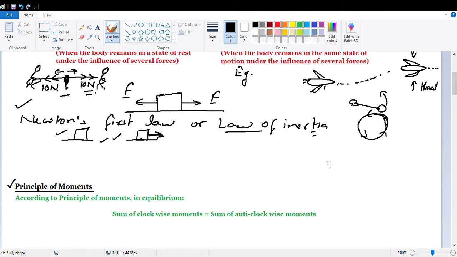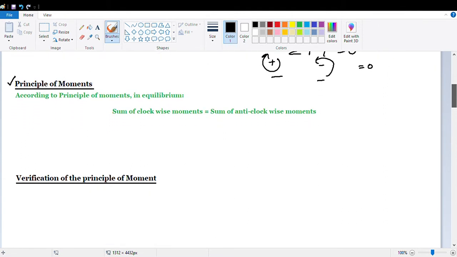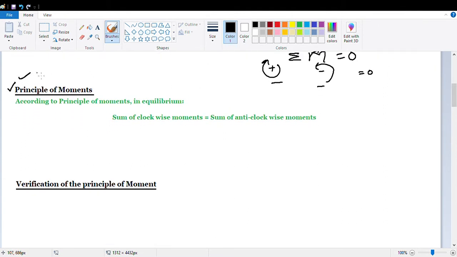Also, if the body is in motion, like in the case of an aeroplane which was flying and at a particular height it was maintaining its state of motion, then in that case the algebraic sum of moments is also equal to 0. That means in every case the sum of clockwise moments, which you take as plus, and anti-clockwise moments, which you take as minus, will always come to 0. Or you can say that the sum of clockwise moments will be equal to the sum of anti-clockwise moments. So basically this is your principle of moments.